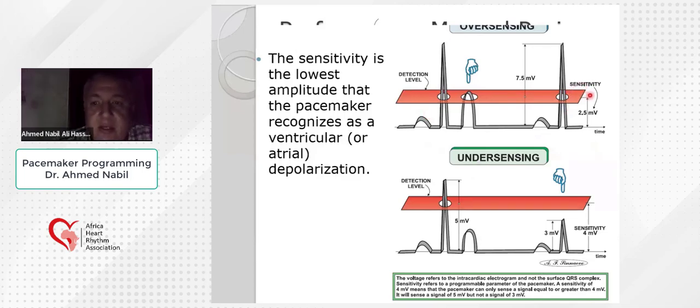When we set a sensitivity of 2.5 millivolts, this means that any wave above the 2.5 will be sensed. But this can cause a problem of oversensing, because sometimes the T wave amplitude is higher than this 2.5 millivolts, and it can be sensed in addition to the sensing of the QRS complex. So this means that there will be double counting, and this is a problem, and it can cause oversensing, and this can lead to abnormal functions.